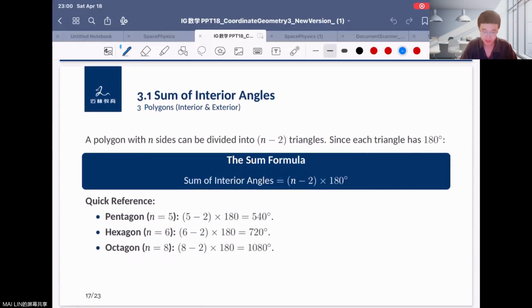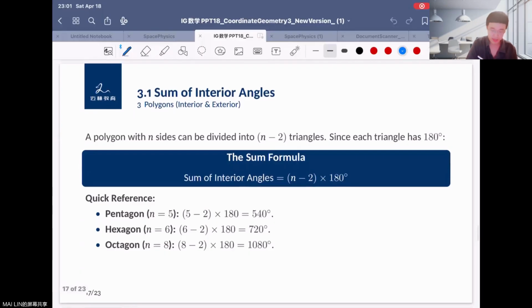We have a formula to discuss the sum of interior angles right here. We can set it as (n minus 2) times 180 degrees. For example, here we have a pentagon, and we know the pentagon has five sides, so n equals 5. We can set 5 minus 2 times 180 degrees, that is 540 degrees, okay?